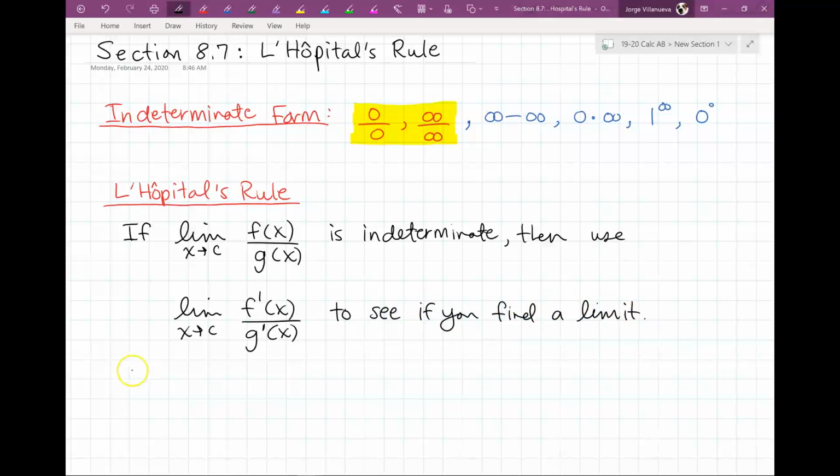Okay, if not, then apply the derivative again. Okay? So you apply it again, and if it doesn't work, then you apply it again. And you keep doing this until eventually you find a numeric value. Or at least it's not 0 over 0. Maybe it goes to infinity. Okay, but you're going to keep applying it over and over again.